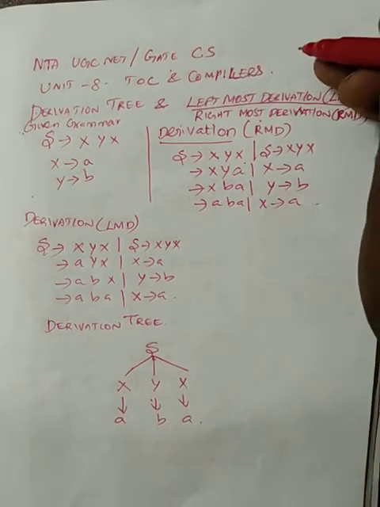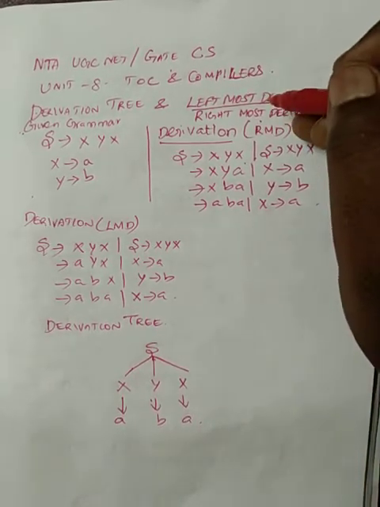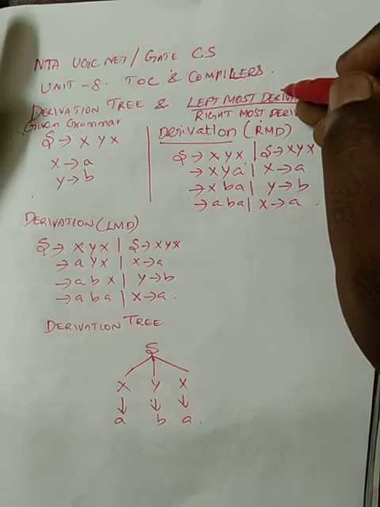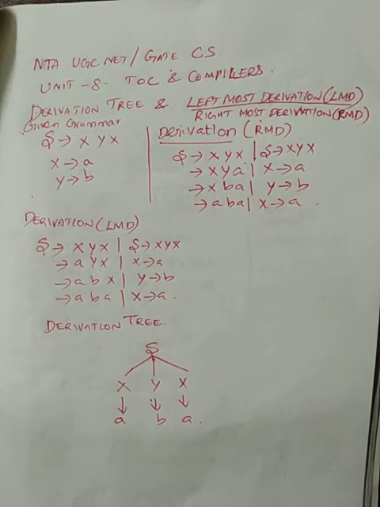So here I'll be discussing another important TOC concept, that is a derivation tree. What is a leftmost derivation? What is a rightmost derivation?